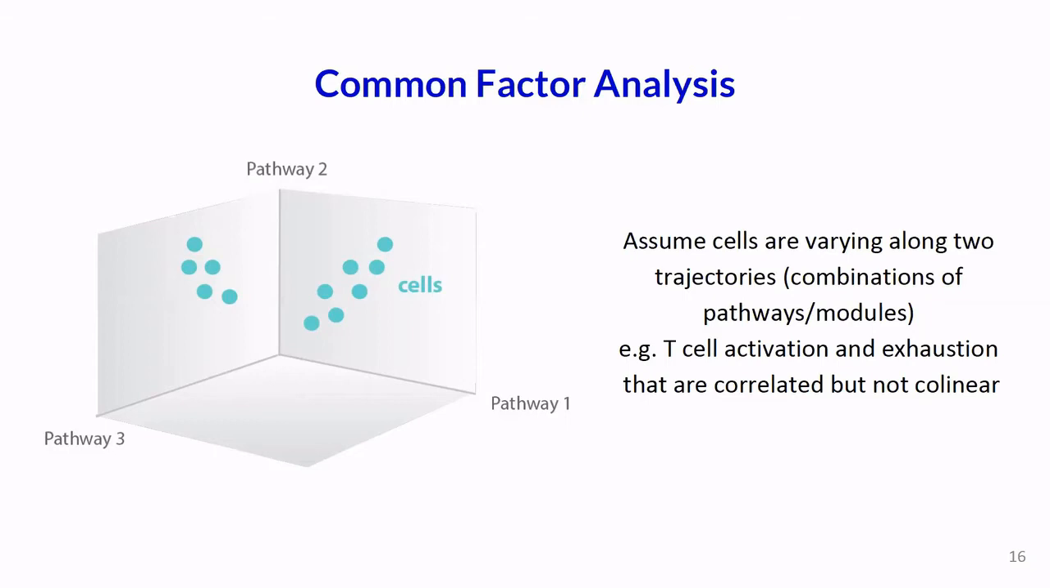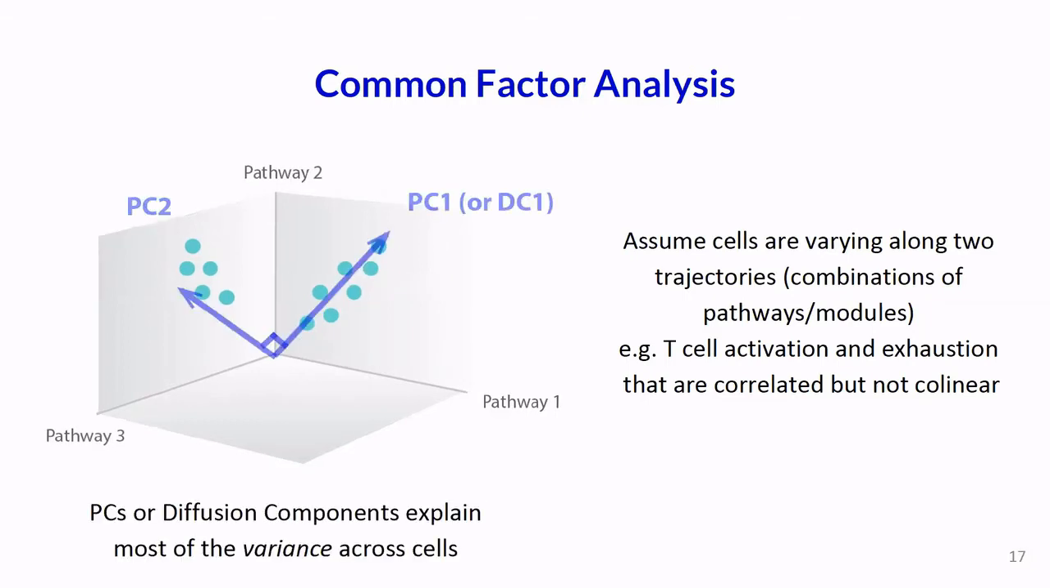And these mechanisms or trajectories could be correlated but not collinear. Now, if you try to do PCA or diffusion component analysis and generally factor analysis methods that try to maximize the explained variance, you will get different components for these two trajectories.